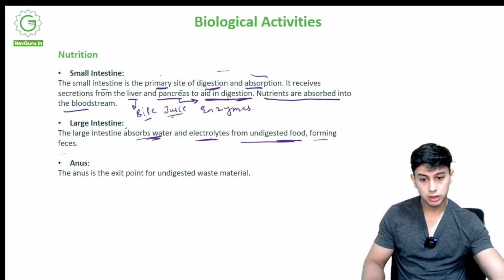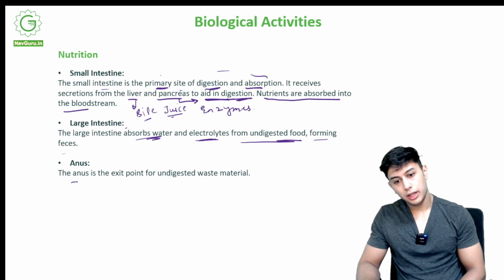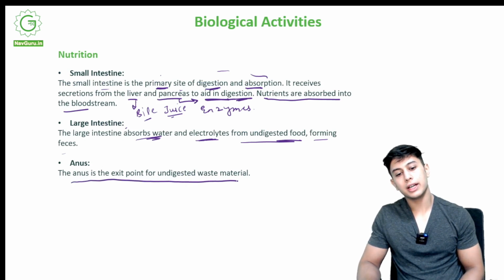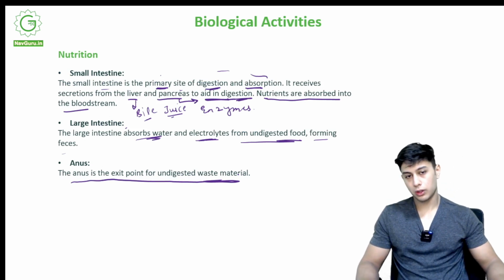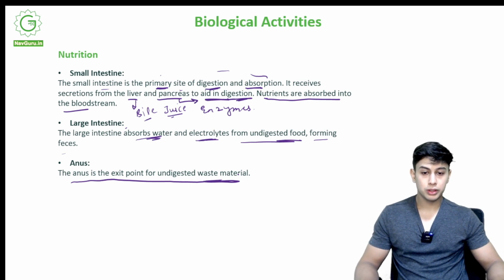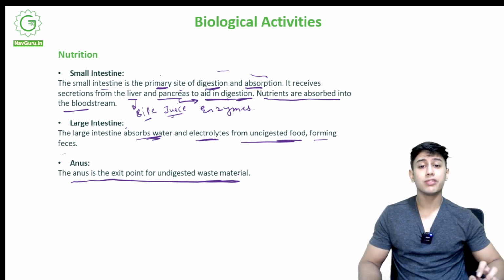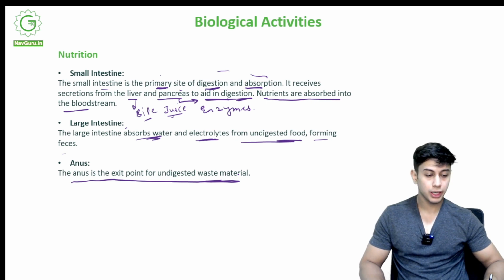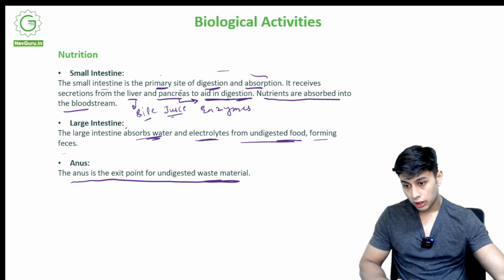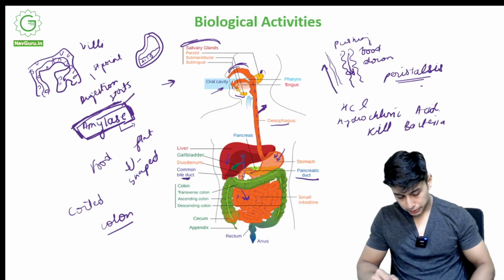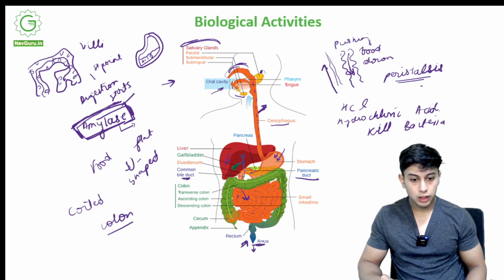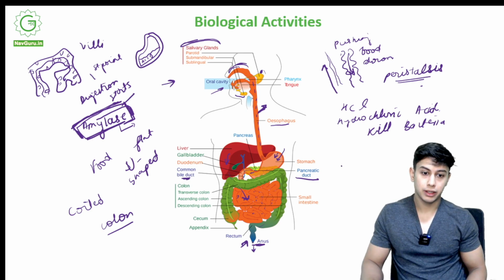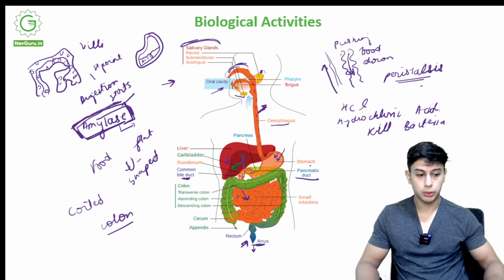Now the anus. The anus is the exit point for undigested waste material. After going through a lot of absorption and digestion, now the body wants to get rid of all the waste material. Not everything can be absorbed. After maximum absorption, the rest has to be thrown out. That will be done by the anus, which will excrete the waste part. So that is the digestive system of our body.